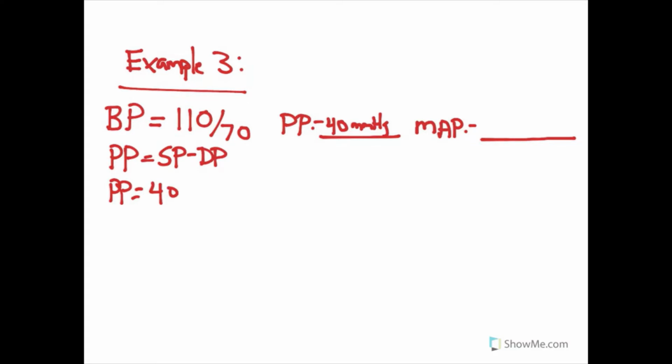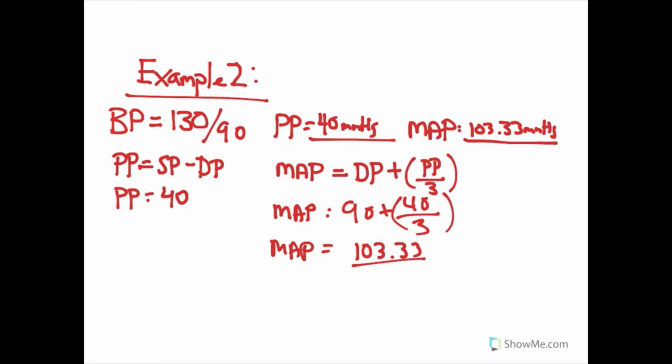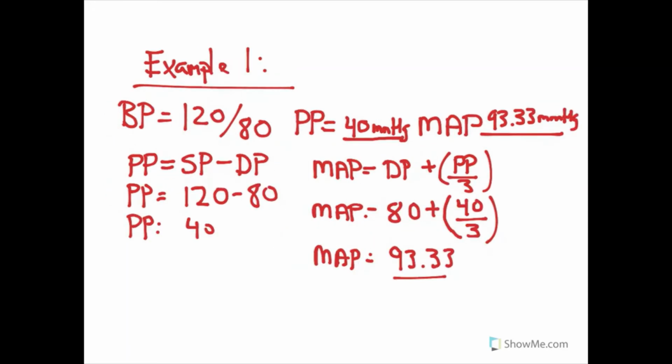Okay. Now, MAP, remember, mean arterial pressure is diastolic pressure plus pulse pressure divided by 3. Okay. And so in this case, mean arterial pressure is, as you probably guessed, 83.33 millimeters of mercury. Okay, so this is, of course, lower because it's lower than normal, higher than normal here, and normal here.